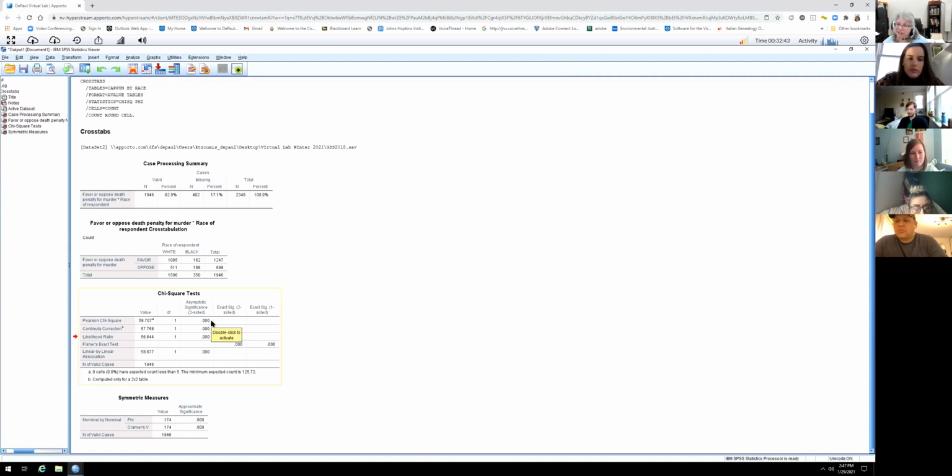So what do I conclude? Is there a statistically significant relationship between race and view on the death penalty? Yes or no? Yes. Yeah. Okay.